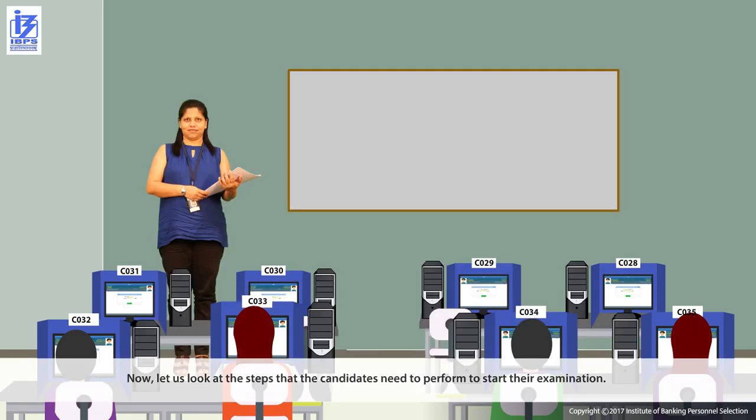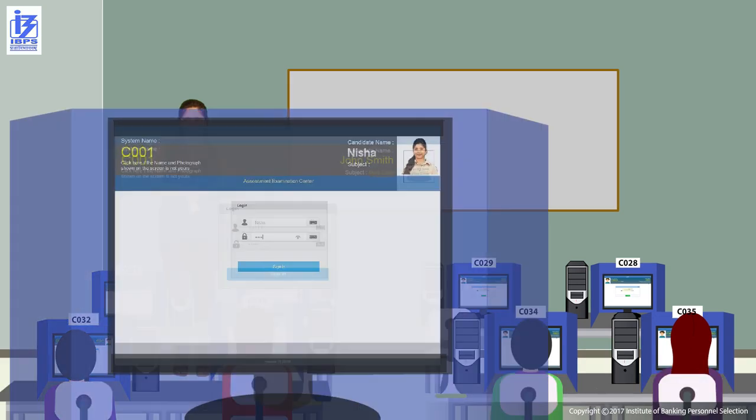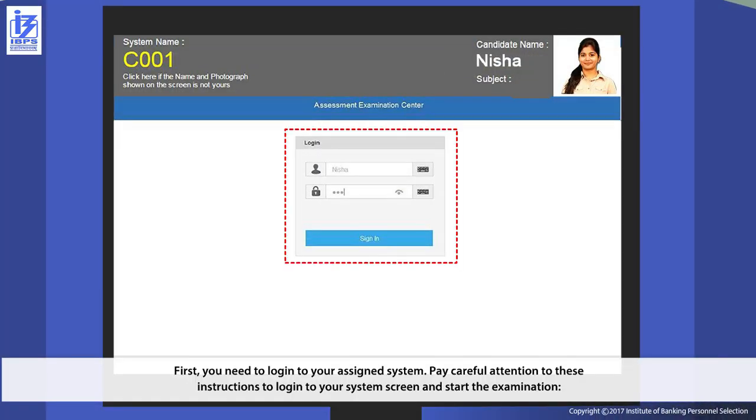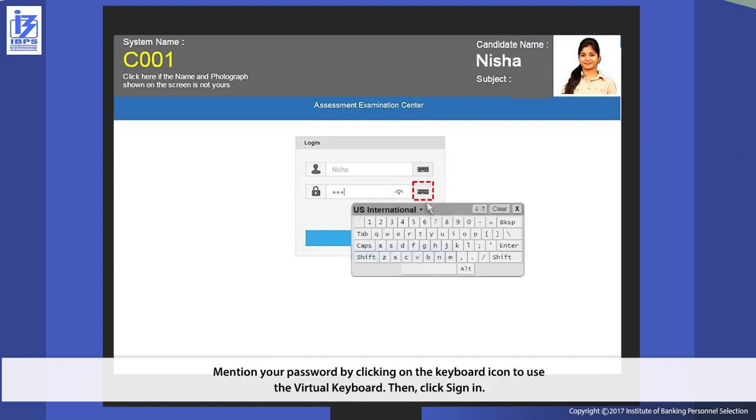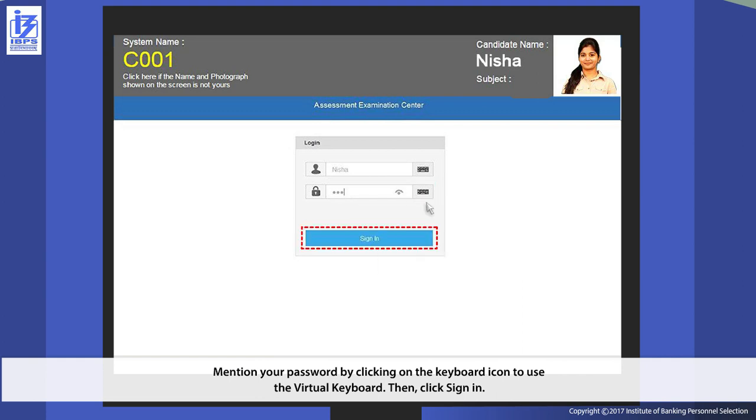Now, let us look at the steps that the candidates need to perform to start their examination. First, you need to log in to your assigned system. Pay careful attention to these instructions to log in to your system screen and start the examination. Provide the password in the login screen where the user ID will be pre-populated. Mention your password by clicking on the keyboard icon to use the virtual keyboard.